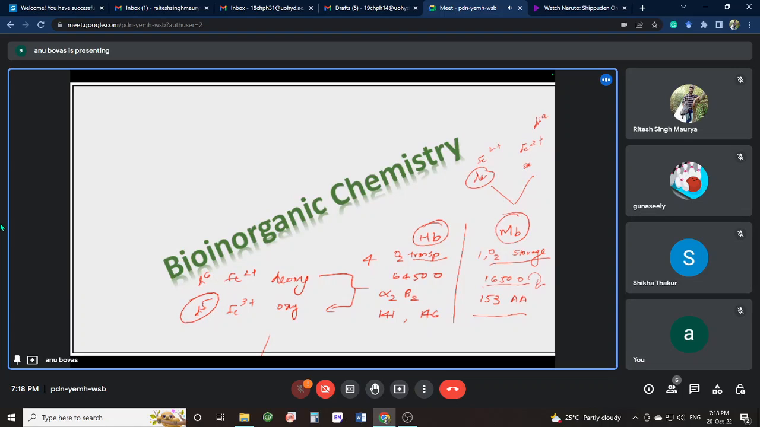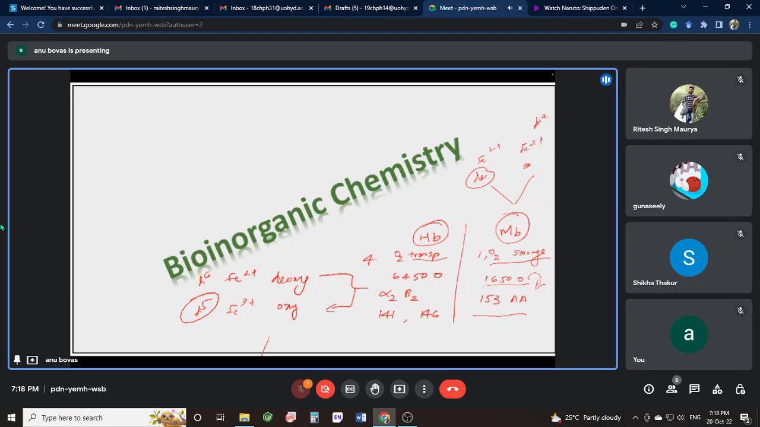Bohr's effect means that with a decrease in pH, the binding of oxygen by hemoglobin also decreases, whereas myoglobin is pH independent. We also learned about the effect of partial pressure of oxygen. As the partial pressure of oxygen increases, the binding efficiency of both hemoglobin and myoglobin increases. This is all we learned about hemoglobin and myoglobin in the last class.